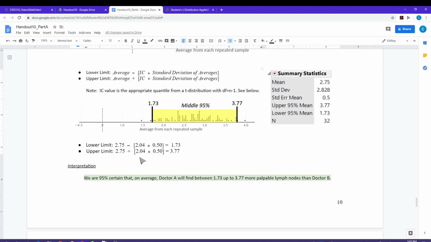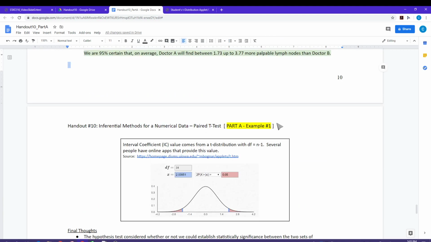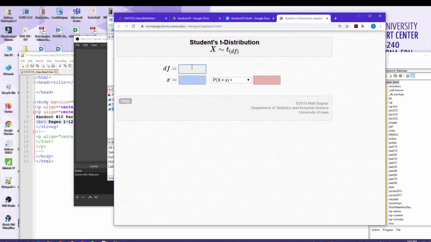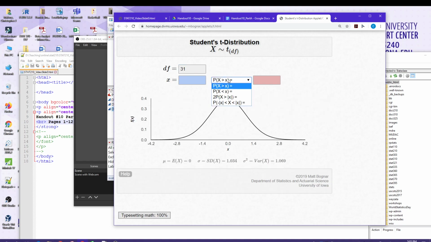Okay, real quickly, how do I find the 2.04 number? There's an app that will allow us to do that. There are lots of different apps out there. This one is from the University of Iowa. What this app requires is that I put in the degrees of freedom, which is going to be n minus 1 here. It's 32 minus 1. I want to use the two-tailed here. So they're taking 2 times the probability of absolute x. That's the two-tailed. And I want 0.05 to be my level here. And what is returned here is the value 2.04.